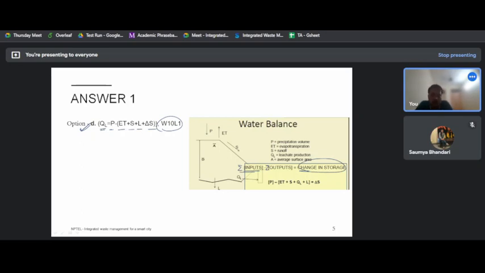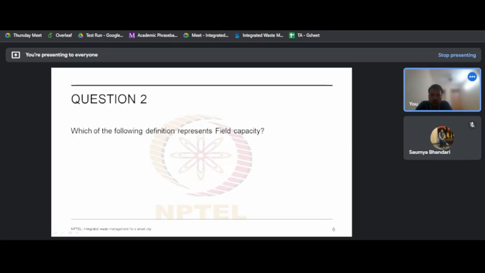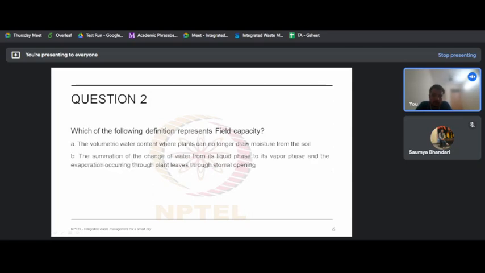So moving on to question number 2. Which of the following definitions represents field capacity? The volumetric water content where plants can no longer draw moisture from the soil. The summation of the change of water from its liquid phase to its vapor phase and evaporation occurring through the plant leaves through stomatal opening. The amount of liquid that a given mass of waste can absorb prior to downward percolation of the liquid due to gravitational forces, and then we have none of these.